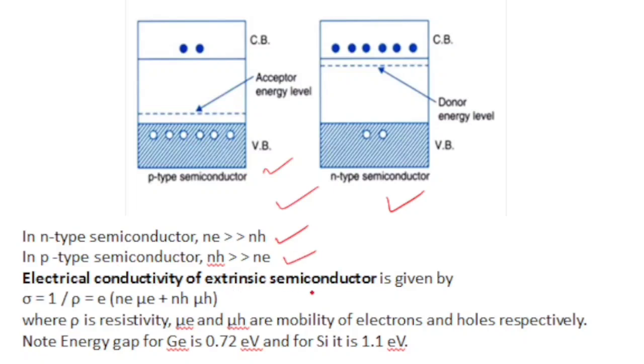Electrical conductivity in case of extrinsic semiconductor is given by sigma equal to e Ne mu E plus Nh mu H, where rho is resistivity, and mu E and mu H are what? Mu E and mu H are mobility of electrons and holes. We note one point: energy gap for germanium is 0.72 electron volt and energy gap for silicon is 1.1 electron volt. So these are about different types of semiconductor. What are p-type semiconductor, what are n-type semiconductor.